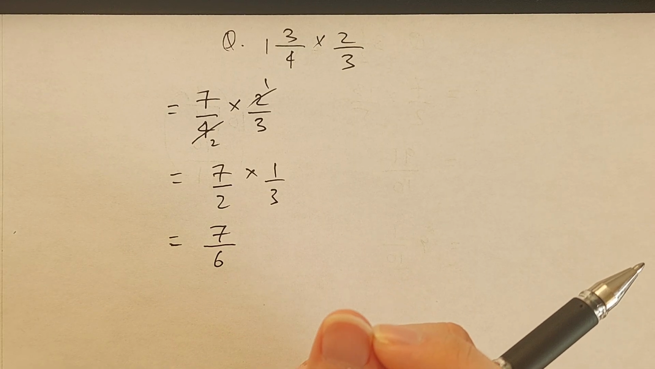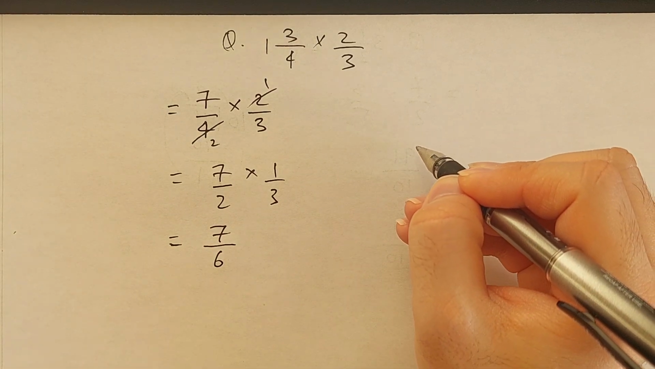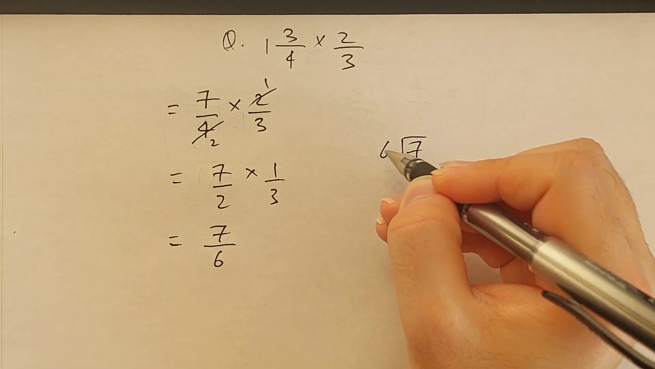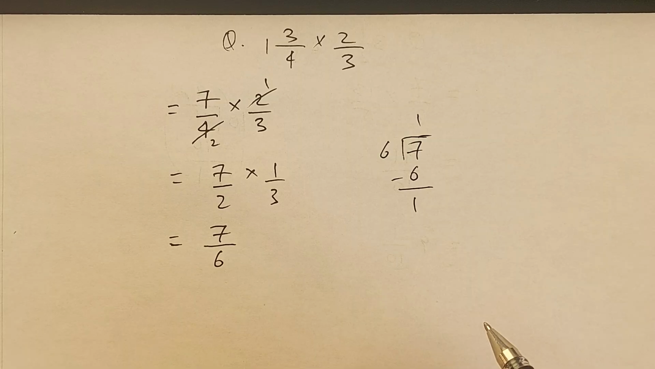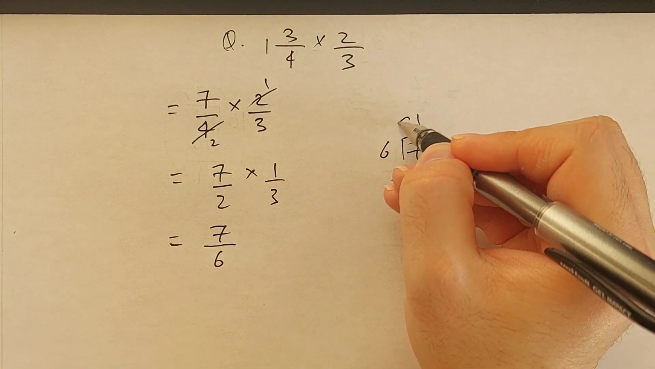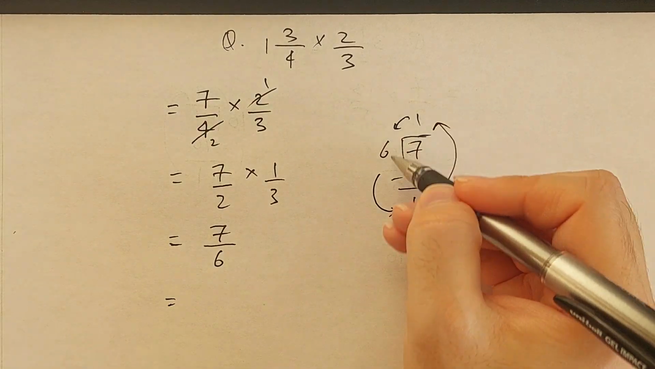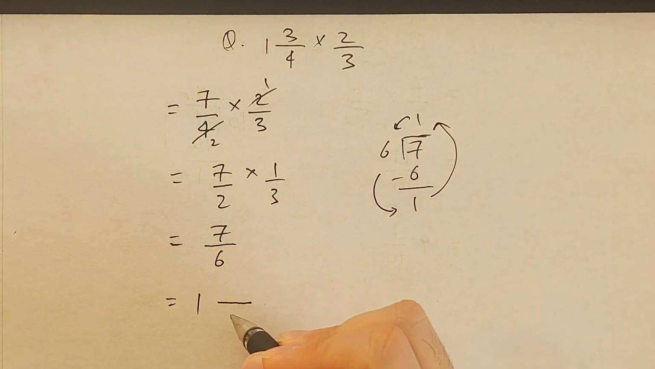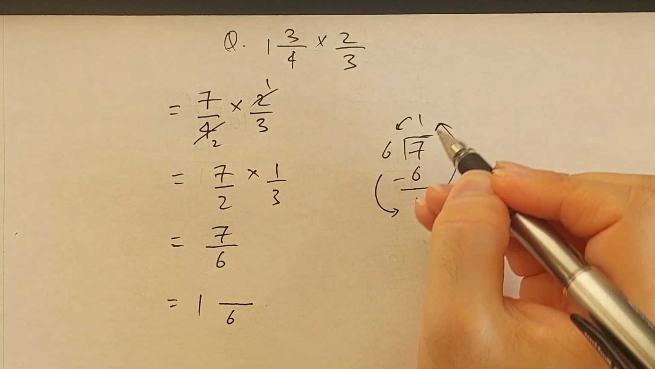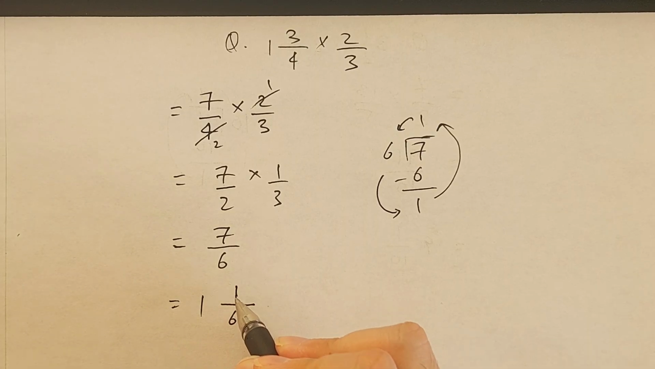This is an improper fraction, so we have to again convert this into a mixed number. 6 times 1 is 6. The remainder is 1. So we draw a line like this. 1 moves to the left, 6 moves to the bottom, and 1 moves again to the top. So this is our answer, 1 1/6.